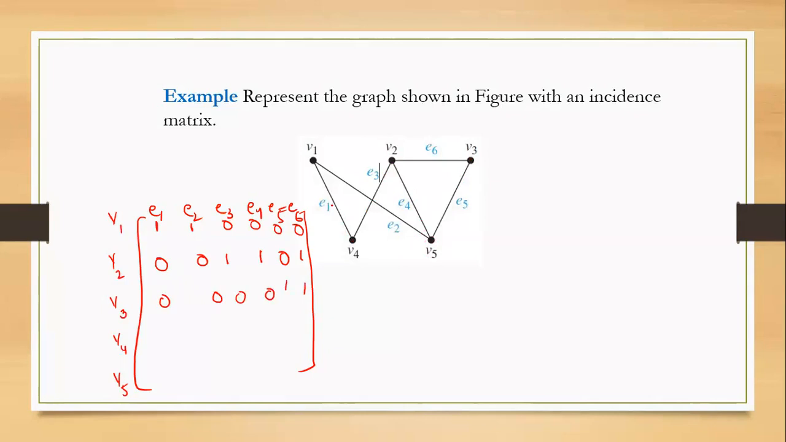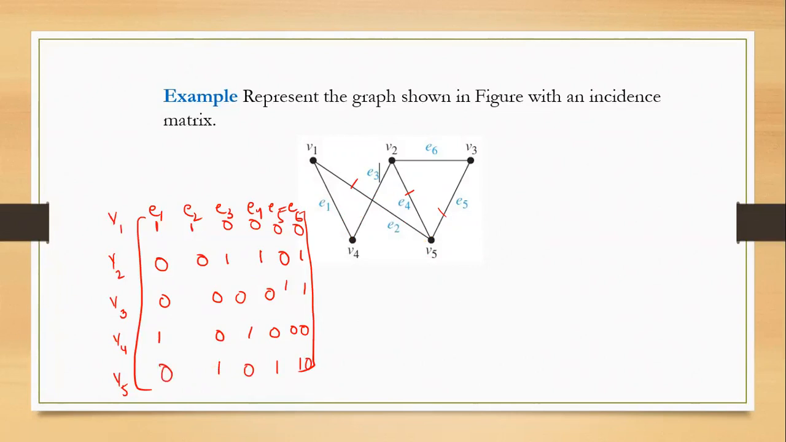After that we have V4. V4 is incident to E1 and E3, only 2. So this will be 1 and all the others will be 0. And after that, finally, V5. V5 is incident to E2, E4 and E5, that is 3. So we write 1 for E2, 1 for E4, 1 for E5, and the rest will all be 0. So this is the way to represent an incidence matrix.